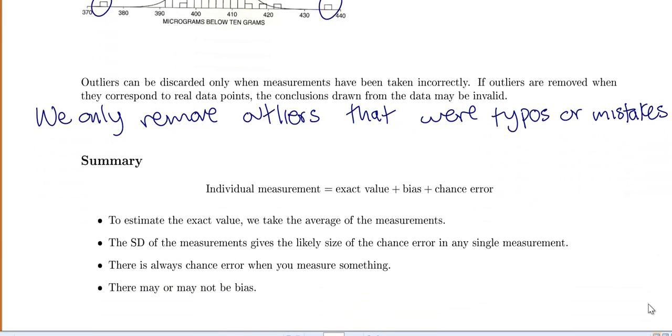In summary, once again, your individual measurement is the exact value plus possible bias. There's not always bias, but sometimes there is, plus a chance error. To estimate the exact value, we take the average of the measurements. The SD of the measurements, the standard deviation, gives you the likely size of your chance error in any single measurement. And there's always chance error when you measure something, but there may or may not be bias.